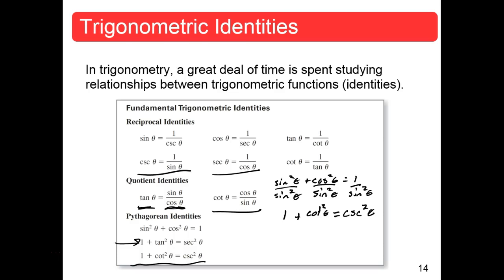Okay. Now, let me suggest something else to you. Different ways you can write these. You could subtract the cosine squared from both sides and have sine squared theta is 1 minus cosine squared theta.